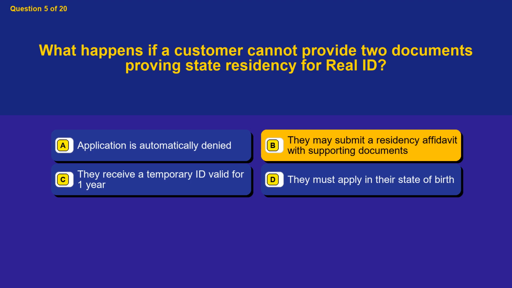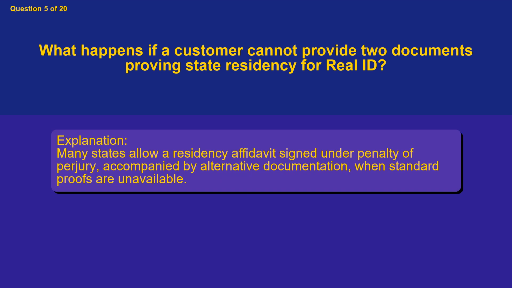The correct answer is option B. They may submit a residency affidavit with supporting documents. Many states allow a residency affidavit signed under penalty of perjury, accompanied by alternative documentation, when standard proofs are unavailable.